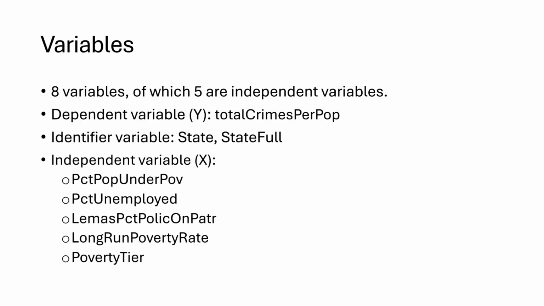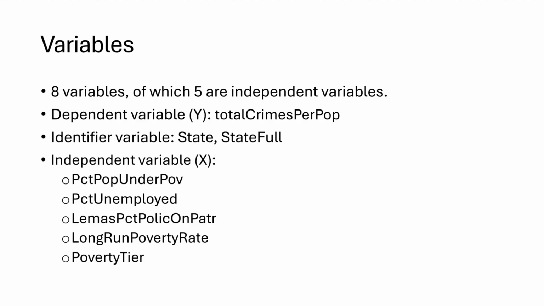Percent police on patrol is an independent variable x. It shows the percentage of police assigned to patrol duty. The unit is percentage, and the variable is continuous. Long-run poverty rate is an independent variable x. It measures the long-term poverty rate in the area. The unit is percentage. The variable is continuous.